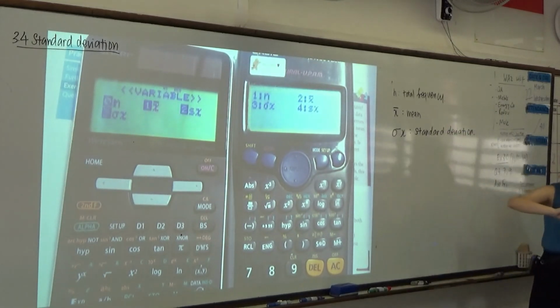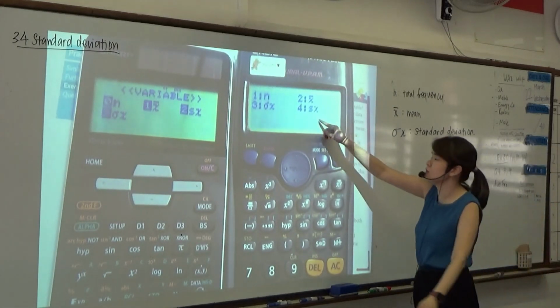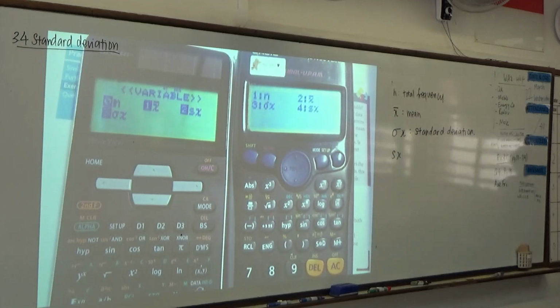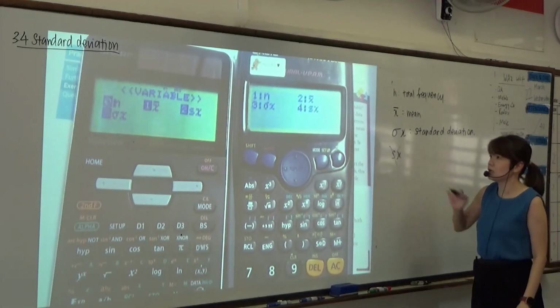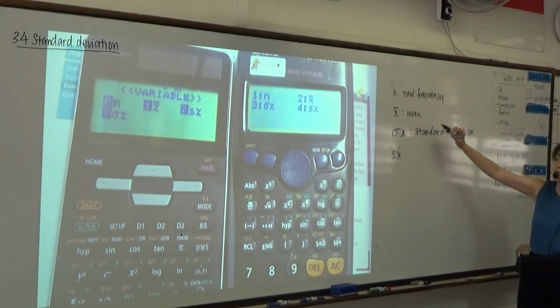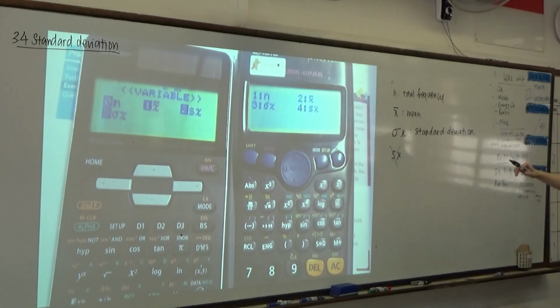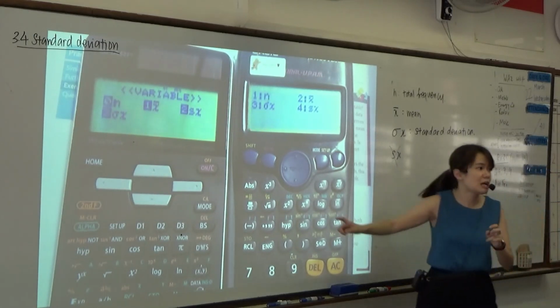We are not going to be using the one that says SX. In fact, I also don't know what that is. So you just need to know these 3. Okay? I can teach you how to get this page again, for the Sharp one.